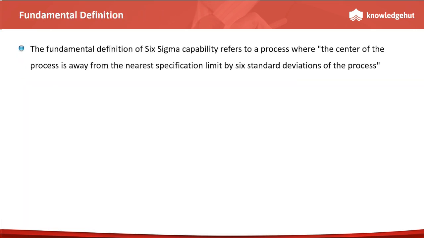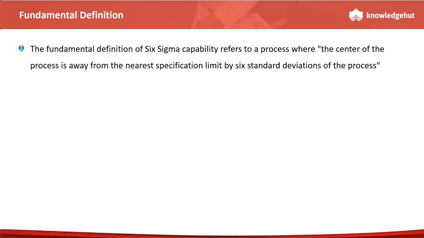What is the fundamental definition of Six Sigma? The fundamental definition is that the center of the process is away from the nearest specification by 6 standard deviations, right? If you have to bring it away by 6 standard deviations, there are 2 ways you can do it. One, take away the upper specification or the lower specification, ensure that they are broad enough for you to be able to fit 6 standard deviations within those limits.